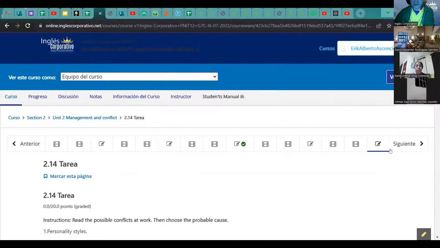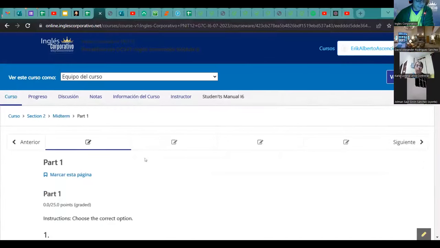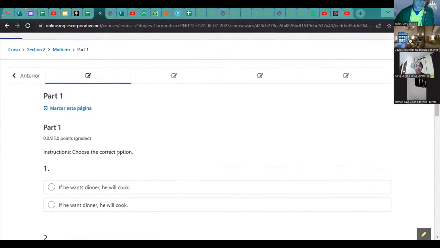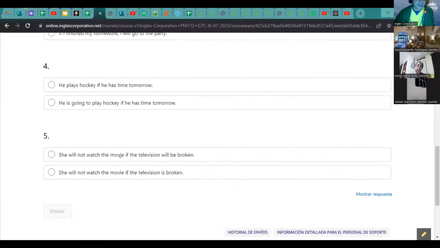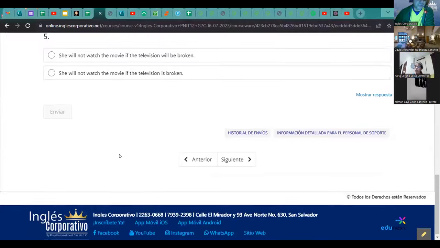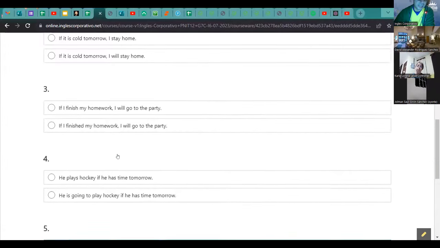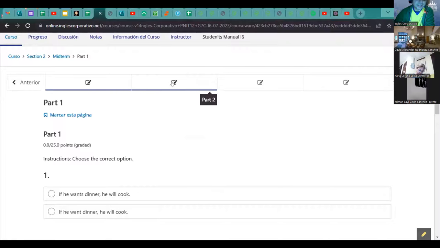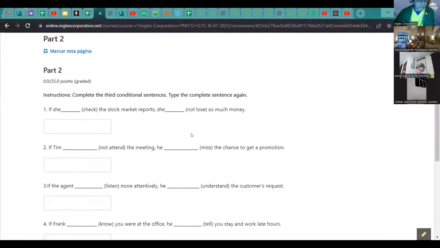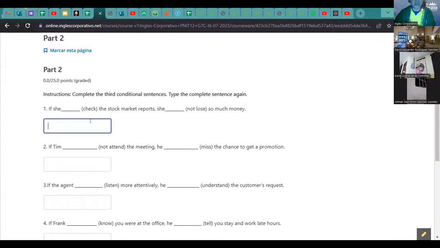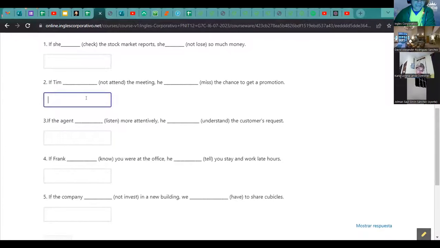And also, once you finish that one, you can move on to the midterm test. So remember that the midterm test has four parts. In the first part, you are going to check the solution for each of these. And for the second one, we're going to again type here the whole sentence, okay? It has to be the complete sentence. And let's be careful on this.